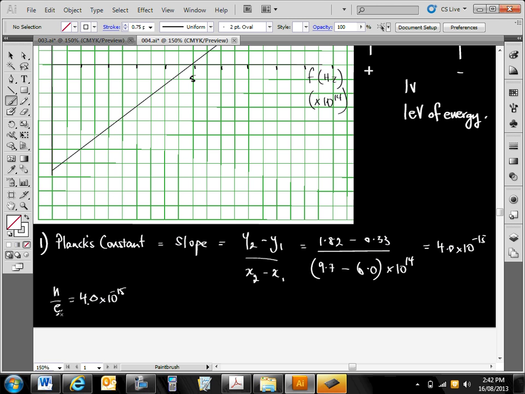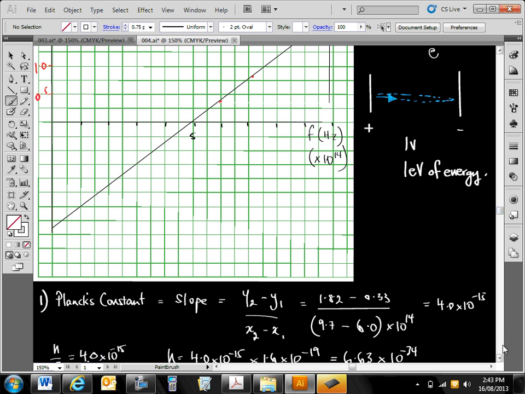Now, if I multiply that by E, I get H, or Planck's constant rather. 4.0 by 10 to the minus 15 multiplied by 1.6 by 10 to the minus 19 equals 6.6, by 10 to the minus 34. At least you should get the order right. If you get 6.62, 6.64, it's okay. It's close enough.